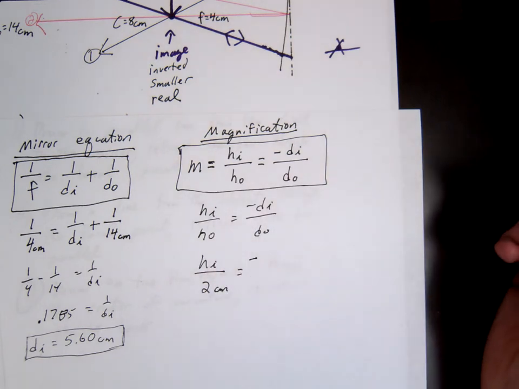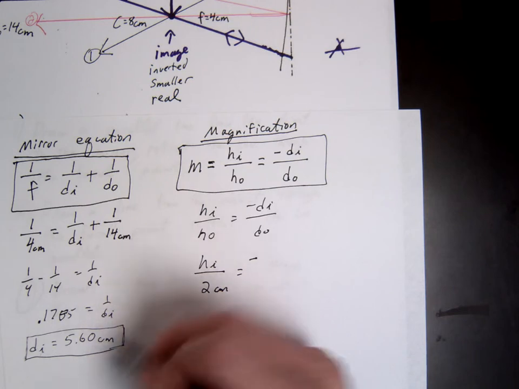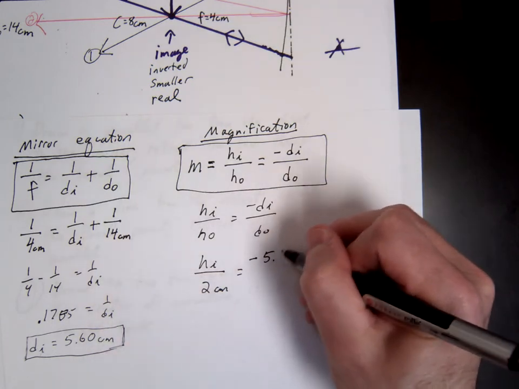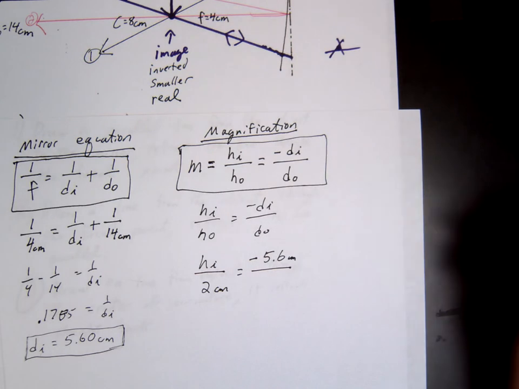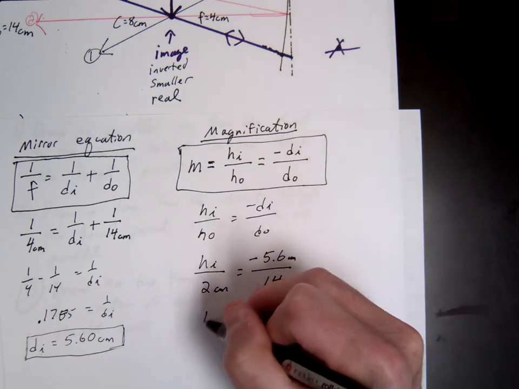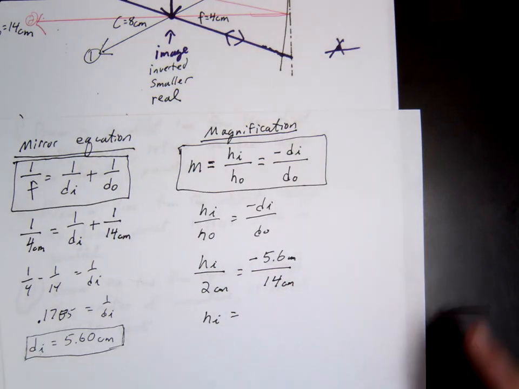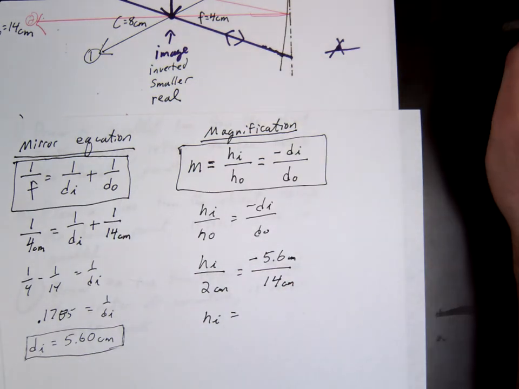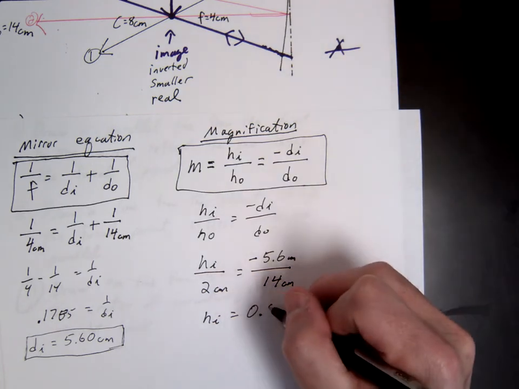My DI. Now let's use the true value, what we should have gotten. So we're going to write negative 5.6 divided by, my DO original was 14. So hopefully it's something like 1.1. Huh? 0.7? 0.8. Okay, that sounds about right. 0.80.